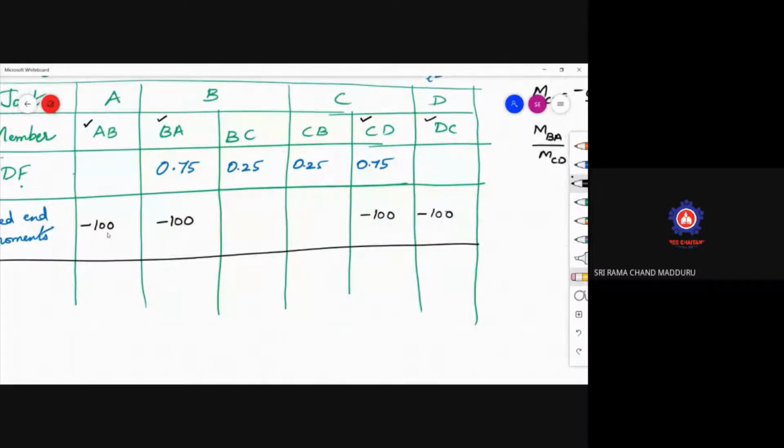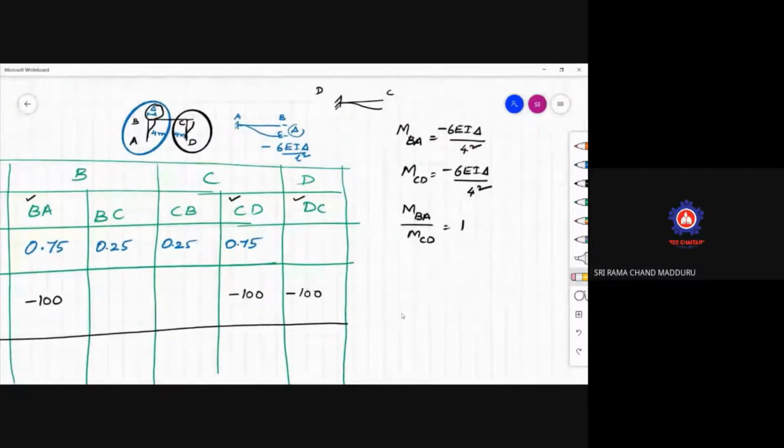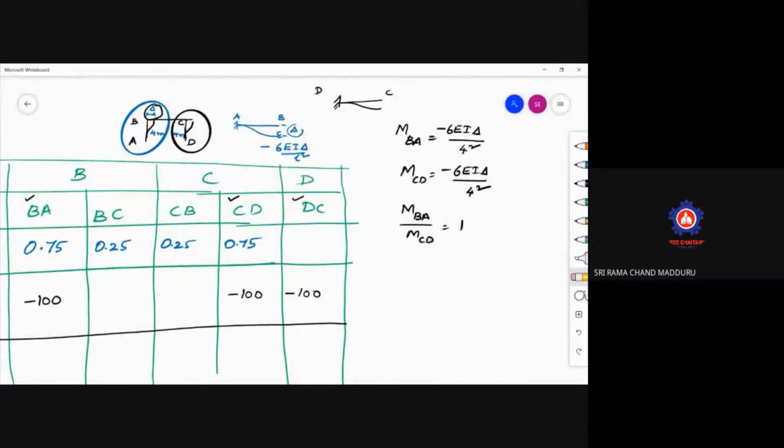Just you can take this as 10 also, no problem. This is a numerical value, that's it. It is a factor and it will be adjusted in the further steps. So you can assume 50 also, 10 also, 20 also, 30 also. Any value you can assume, and this will be adjusted. How it is adjusted, and how you are assuming all the values same here, minus 100, minus 100, minus 100, minus 100. These are the column moments: MAB, MBA, MCD, MDC.